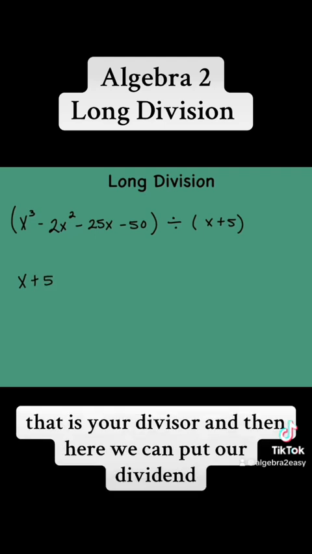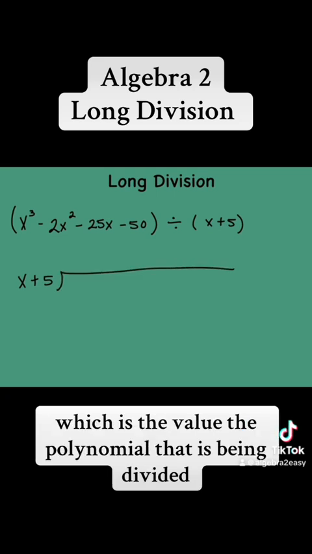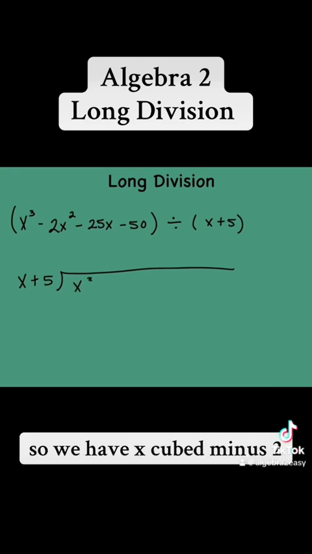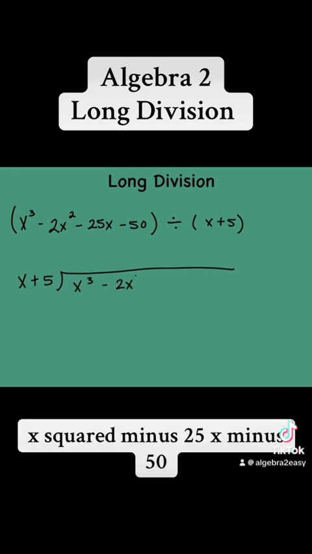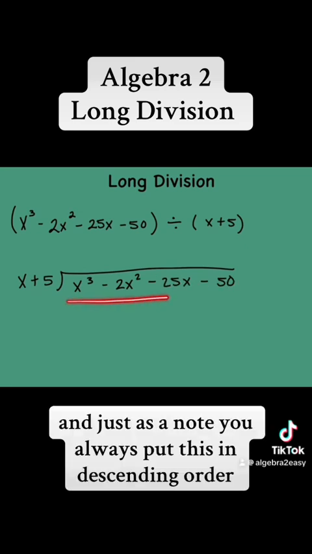Now that is your divisor. And then here we can put our dividend, which is the value, the polynomial that is being divided. So we have x cubed minus 2x squared minus 25x minus 50. And just as a note, you always put this in descending order.